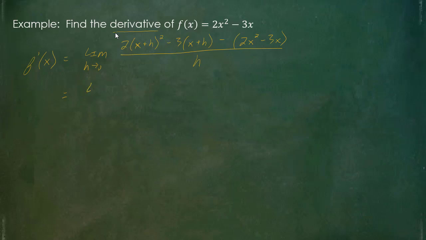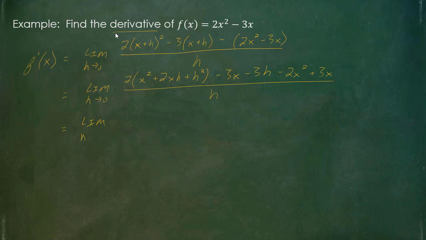Now I'll do what I've done on the previous ones, just expand out the numerator and see how many like terms I can combine. So this will turn into 2x squared plus 2xh plus h squared, then minus 3x minus 3h if I distribute that negative 3 through that parenthesis, and then a minus 2x squared, and now a plus 3x if I distribute that negative through the last parenthesis. And so now it will just turn into, let's go ahead and distribute the 2 through.